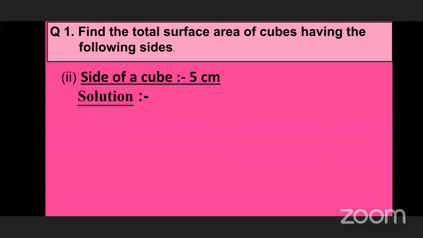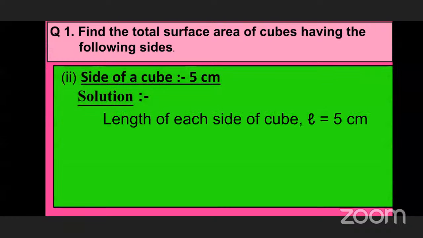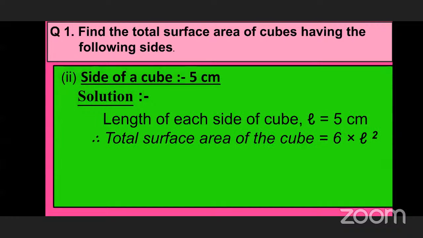So let us move to the second question. What is the side given, children, in the second question? 5 centimeter. Yes, the side given is 5 centimeter. So the length of each side of cube is 5 centimeter. And the formula is 6 times length square, that means 6 times side square. Now we will substitute the values and we will get the answer. It is 6 times 5 square, and the square of 5 is 25.